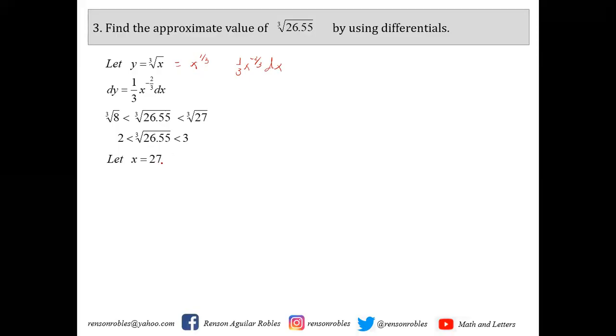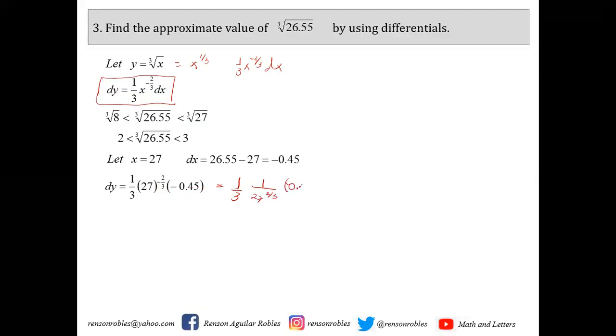So we let x equals 27, and then therefore dx is equal to 26.55 minus 27, and that's negative 0.45. And therefore, by using this equation, dy can now be computed as 1/3 times x, that's 27, raised to negative 2/3 times dx, and that is negative 0.45. So this can be written as 1/3, I will just express this with positive power, so that's 1 over 27 raised to 2/3 times negative 0.45.